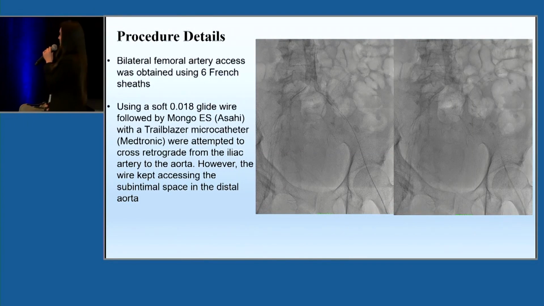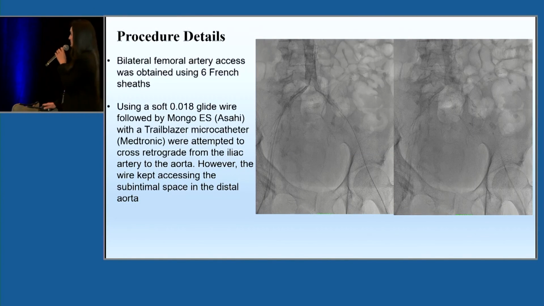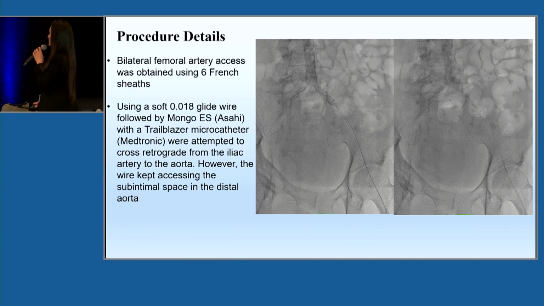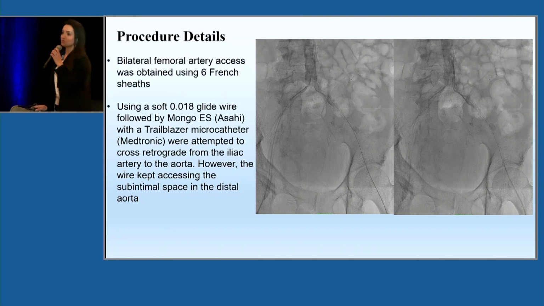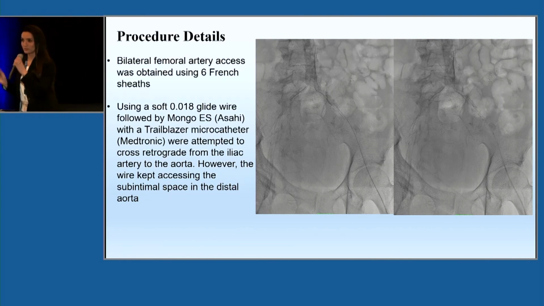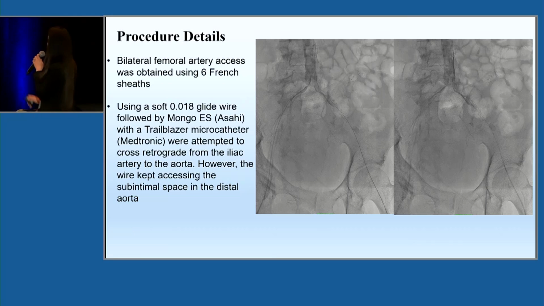Here you can see we have bilateral femoral access with French sheaths. We tried to cross retrograde using a Glide wire. We were not successful. This was followed by an Asahi wire using a microcatheter, and you can see here that we are in the subintimal space. We know from all the talks, yes, stay in the true lumen, but classically it's not happening for us.